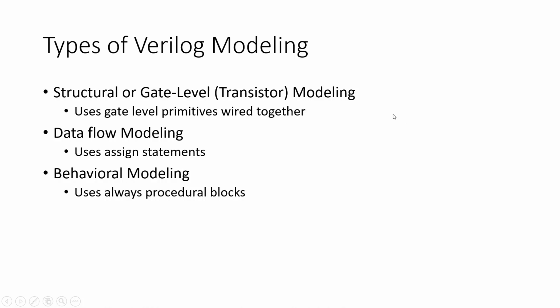So, different types of modeling. There are three main types. We have structural, also known as gate level or transistor modeling. In this modeling, we use gate level primitives and wire them together to create our digital logic. The next type, which is a little higher, is data flow modeling. Here we can write basically Boolean algebra and use assignment statements to model our digital hardware. And finally, we have behavioral modeling. This is the highest level of modeling, and we can use if-else as well as switch case statements to model our digital hardware and logic. Each one has advantages and disadvantages, which we'll talk about in later videos.